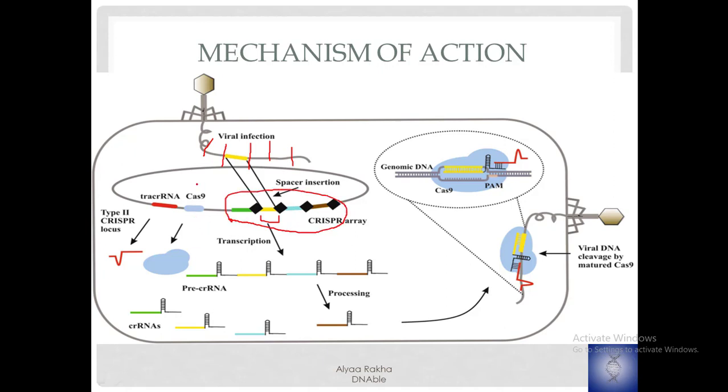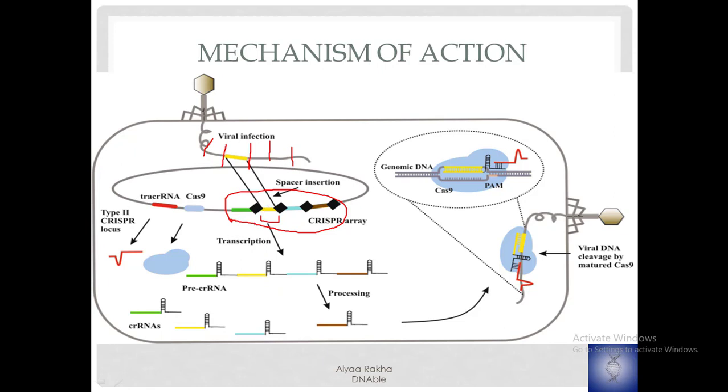Bacterial genome naturally possesses the Cas9 gene and type 2 CRISPR locus, which encodes the tracer RNA. When the bacteriophage comes to infect the same bacterial cell again, this complex starts to be transcribed. So the type 2 CRISPR locus is transcribed into tracer RNA. The Cas9 gene is transcribed into the Cas9 protein, which is a nuclease, and the CRISPR region is transcribed with a segment of the viral DNA.